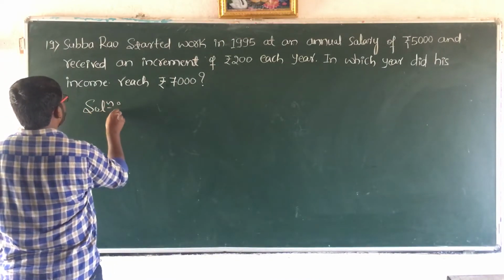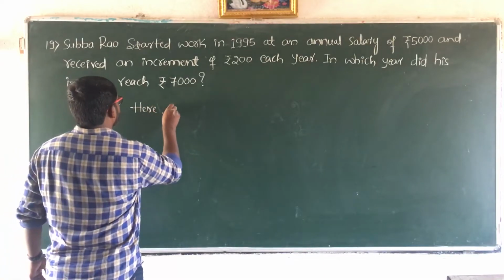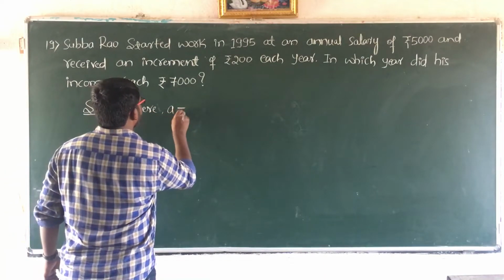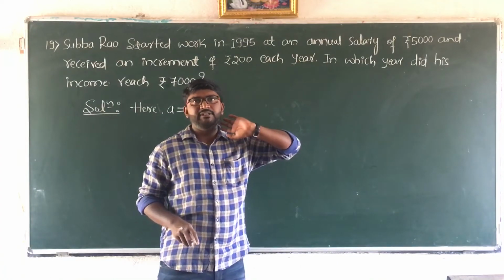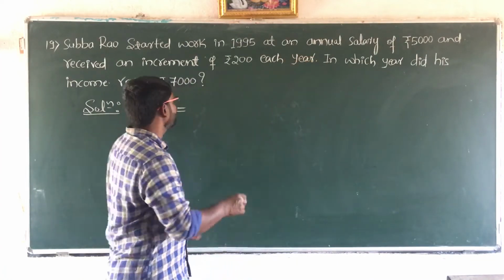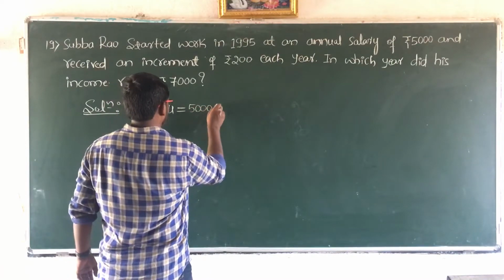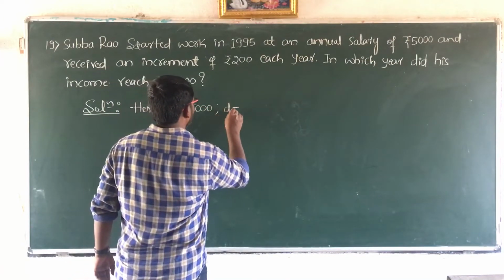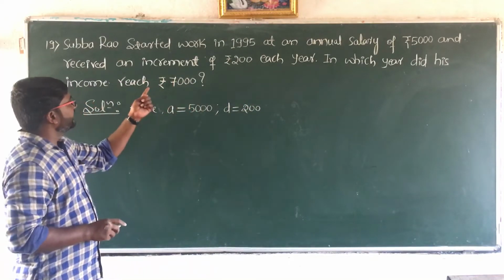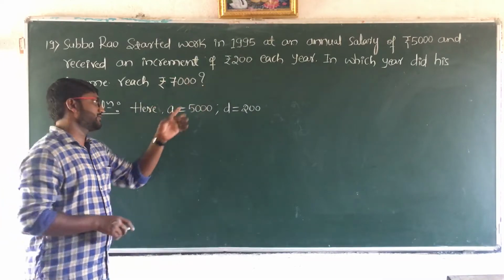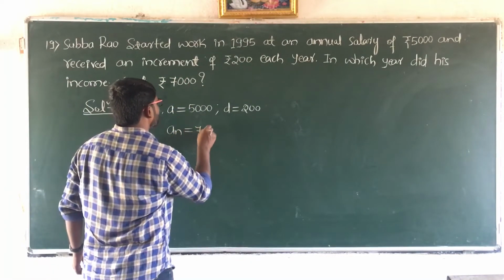So see here, A is equal to, what is A here? A is 5,000 rupees. He started work with a salary of 5,000. So A is equal to 5,000, and then D is equal to 200, and then what is AN? AN is going to be 7,000. So AN is equal to 7,000.